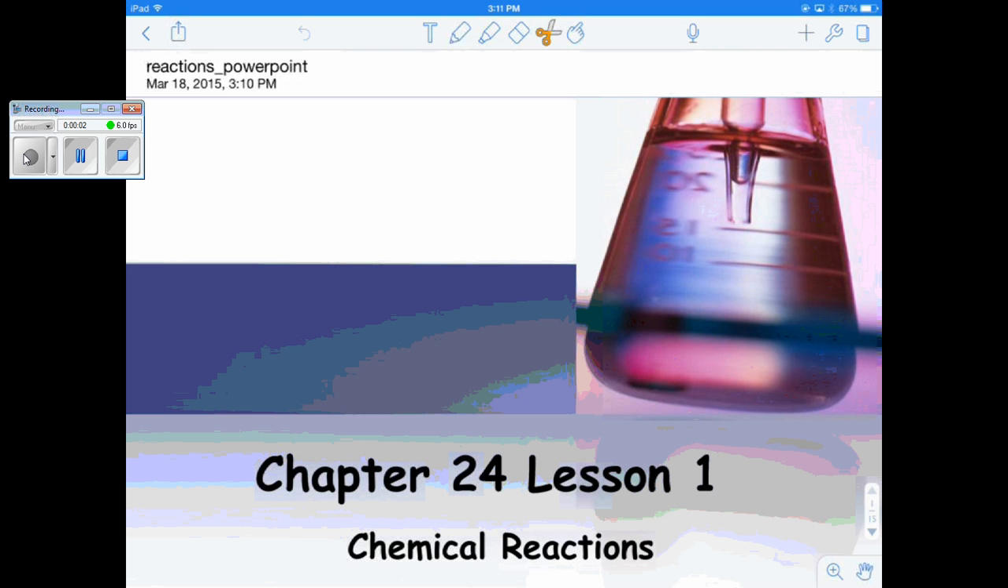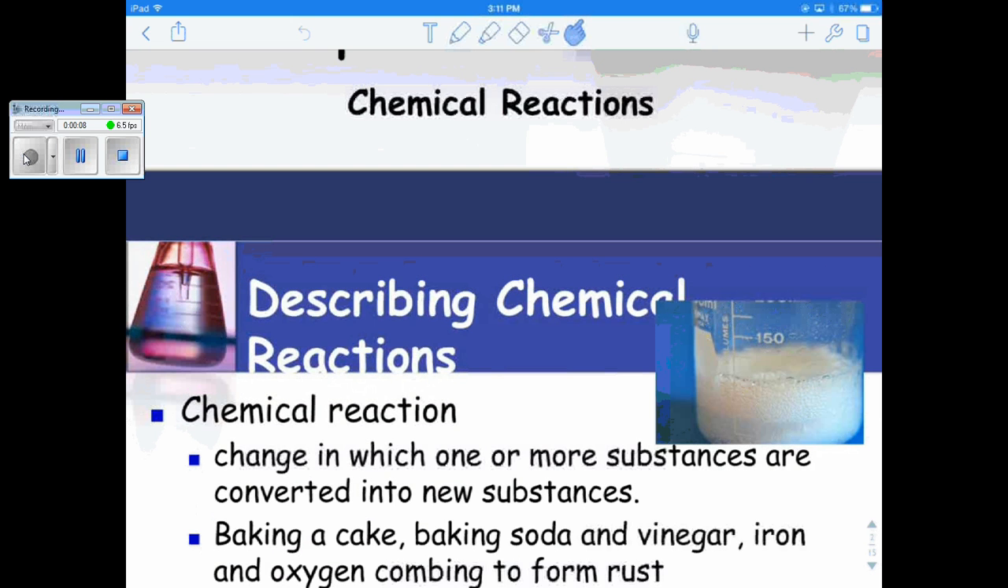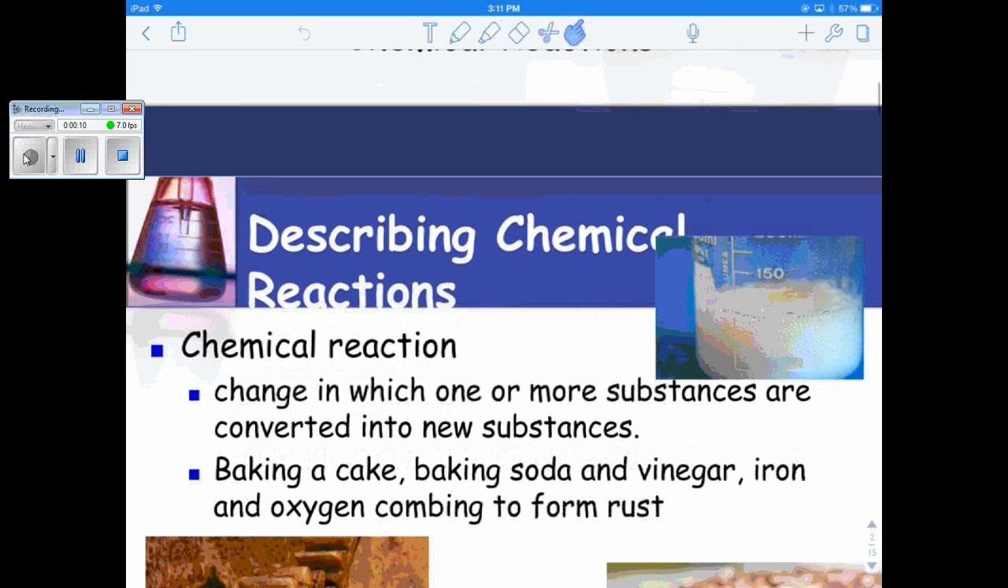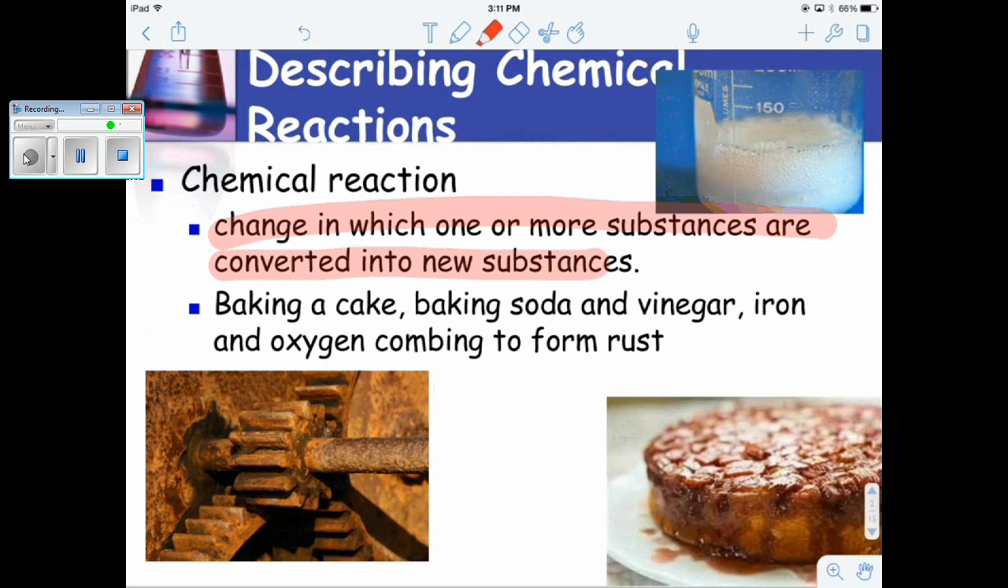All right, our next unit is going to be on chemical reactions, and this is just going to go through some of the basics of what a chemical reaction is. So a chemical reaction is a change in which one or more substances are converted into a new substance. All right, so when one or more substances is converted into a new substance, it goes through and gives several examples.